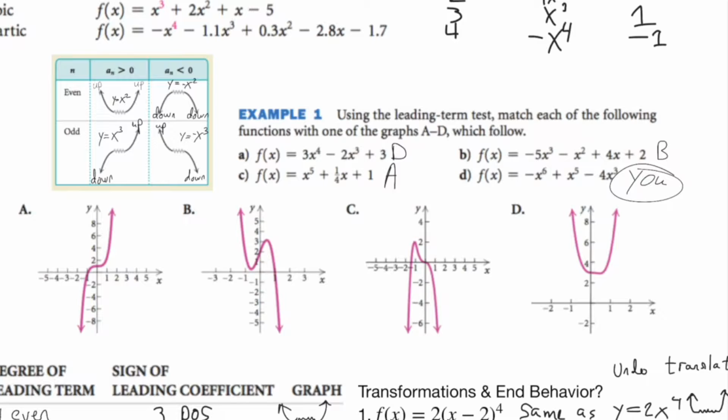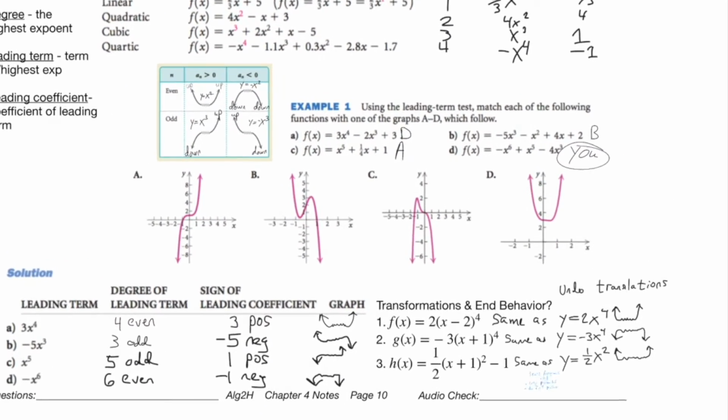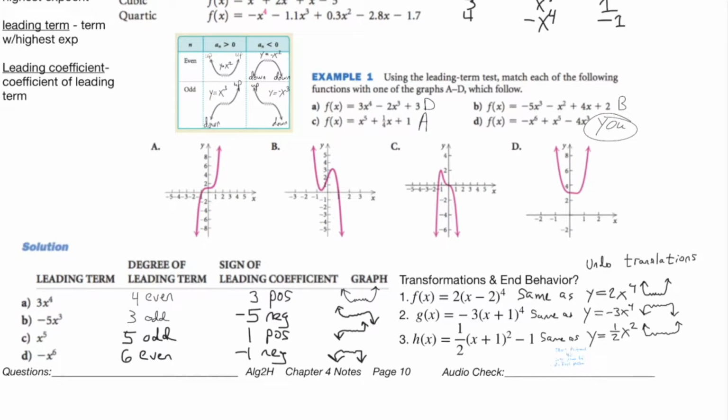I want you to do D. You can do it probably by process of elimination. Sorry, this D, I want you to do polynomial function D matched to the graph. I'm sure you can use process of elimination, but I want you to also think about it in terms of end behavior as well.